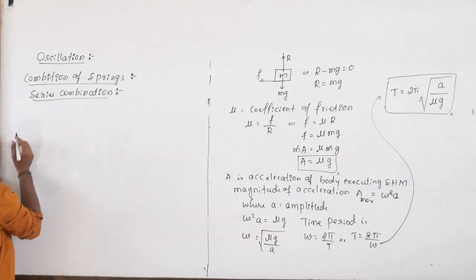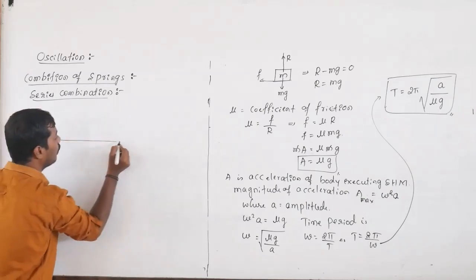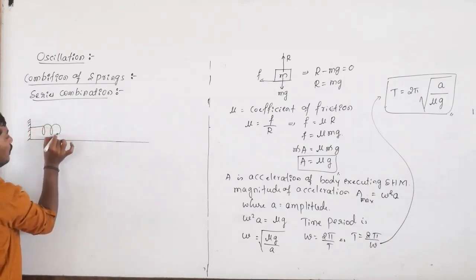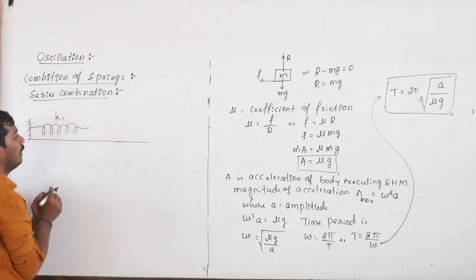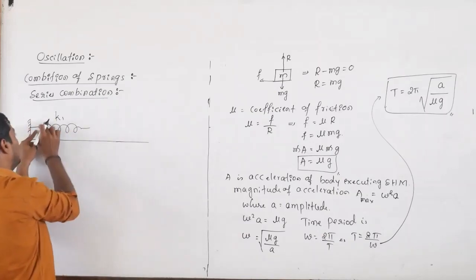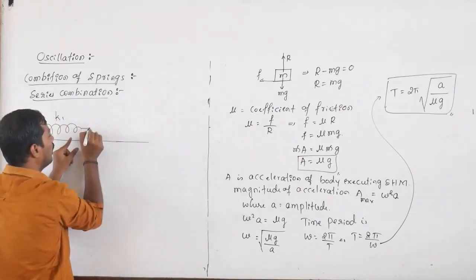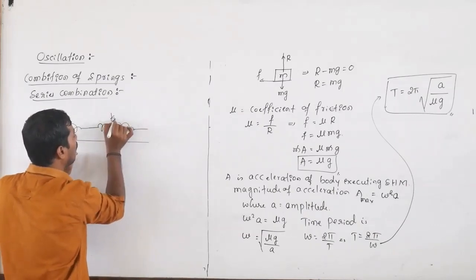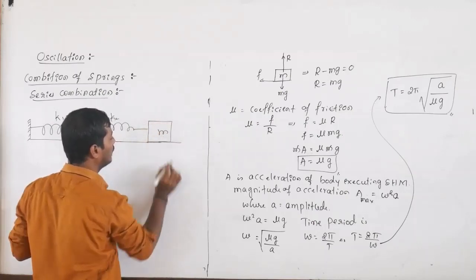If you connect in series, there is one rigid support and a frictionless body. One spring is there whose spring constant is K1, and another is connected to this, with one end of the spring connected to the other spring. That spring's constant is K2. After that we connect both springs to the mass M.